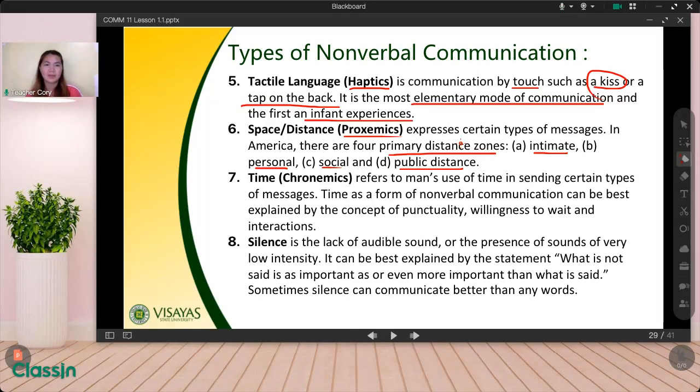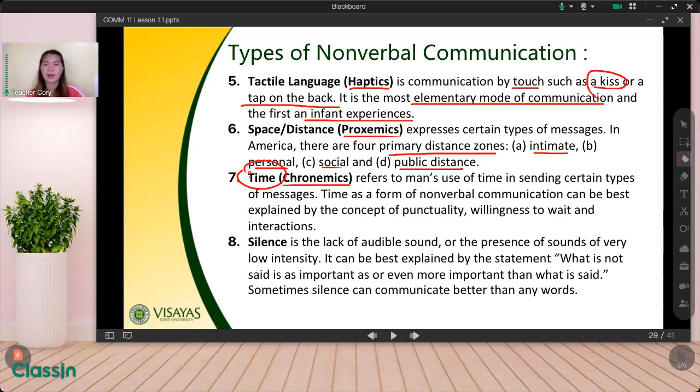Okay, so intimate is reserved for those who are really, really close to us, such as what I mentioned earlier. Personal, these are for our friends. They can approach us really close. Social, this is the social distance. This is what we usually maintain when we're talking to other people. And public distance is for strangers, or if we are talking to people where there are many of them, so we try to maintain a certain distance. That's proxemics.